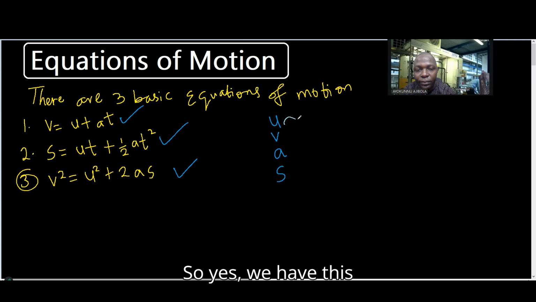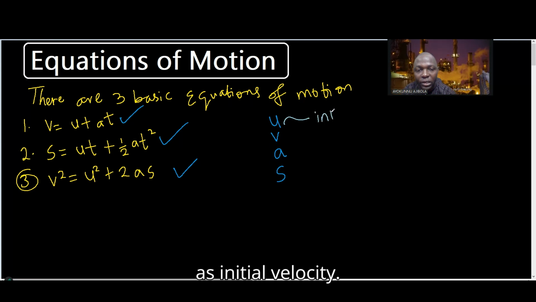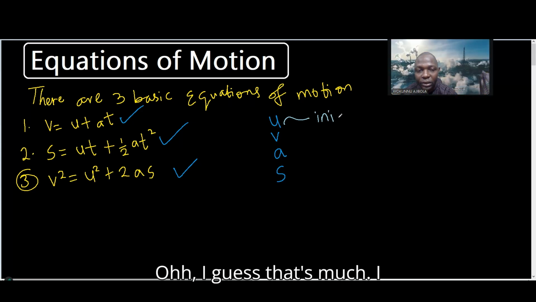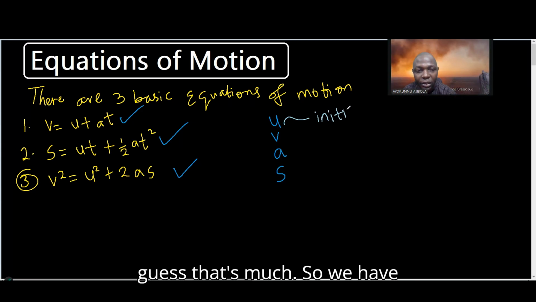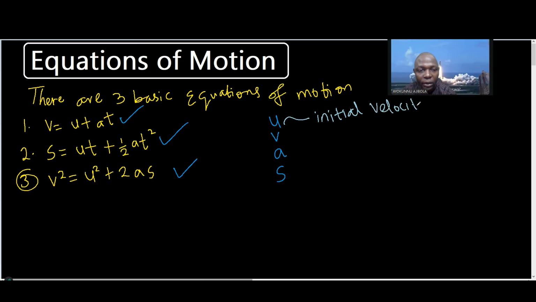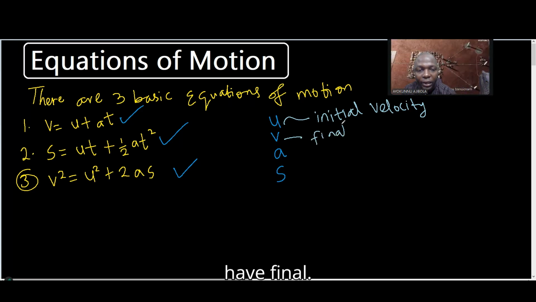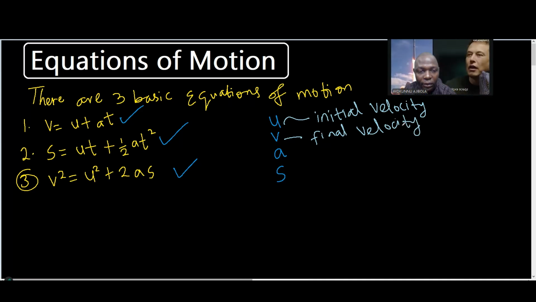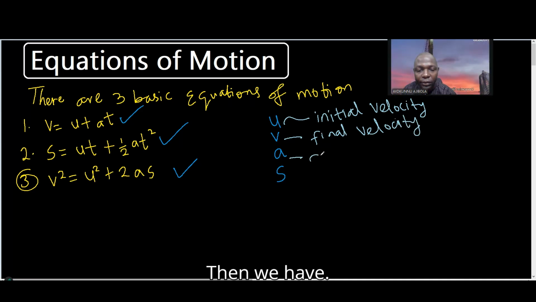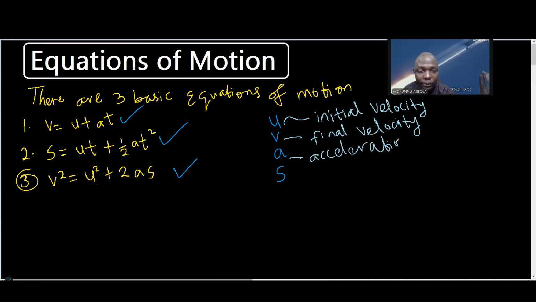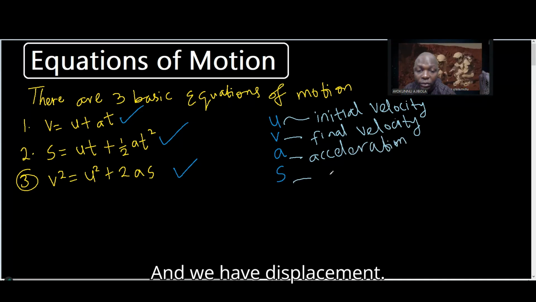So we have this as initial velocity. Network is bad, yes, sir. I guess as much. So we have initial velocity here. Then we have final velocity. Then we have acceleration. And we have displacement.